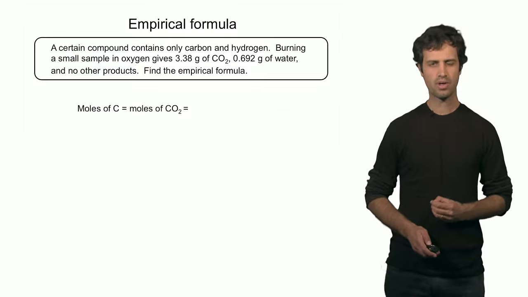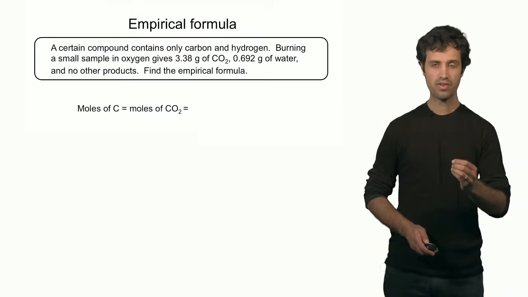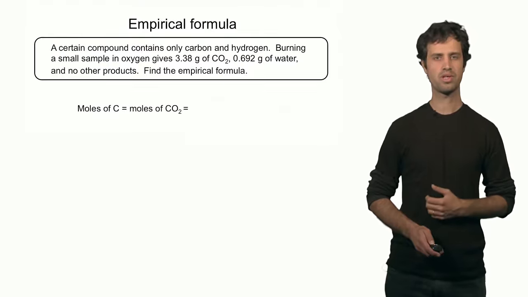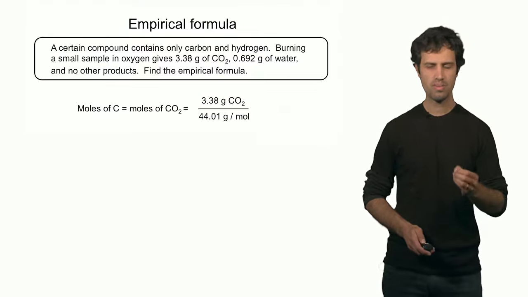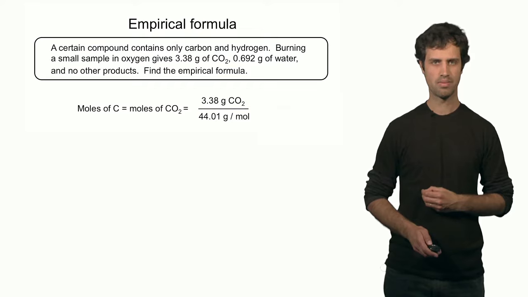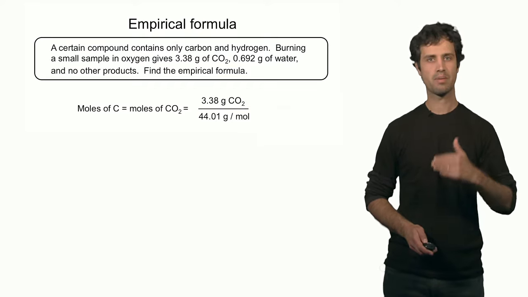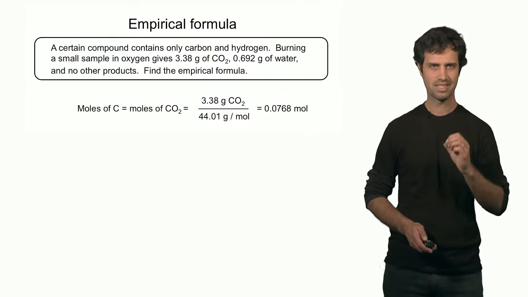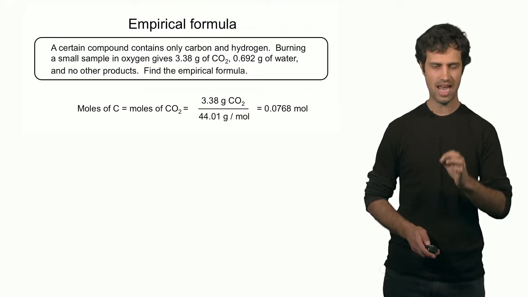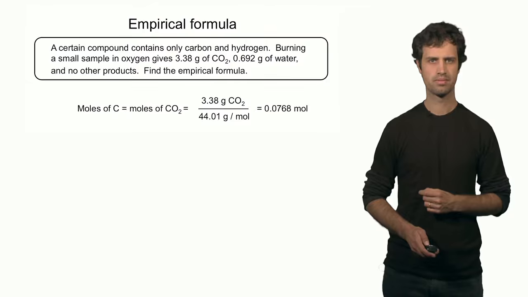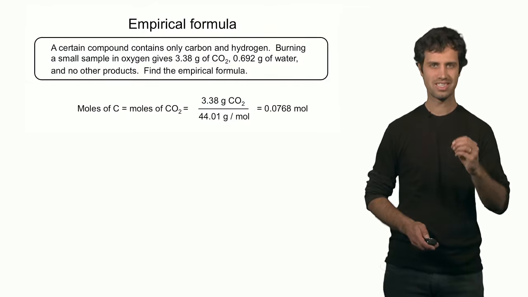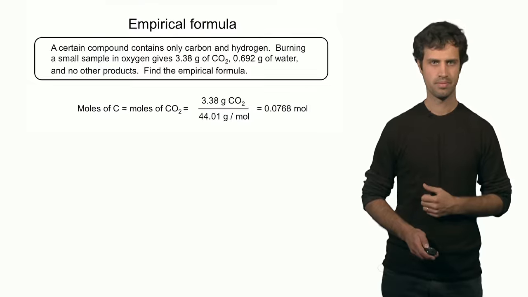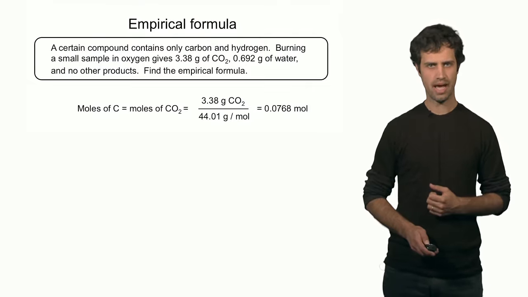First, let's look at the number of carbon atoms. The number of carbon atoms is proportional to the number of CO2 molecules that I produce. I produced 3.38 grams of CO2. How many moles is that? Well, you divide that by the molar mass of CO2. And I find a total of 0.0768 moles of CO2. That means 0.0768 moles of carbon. How many moles of hydrogen do I have?